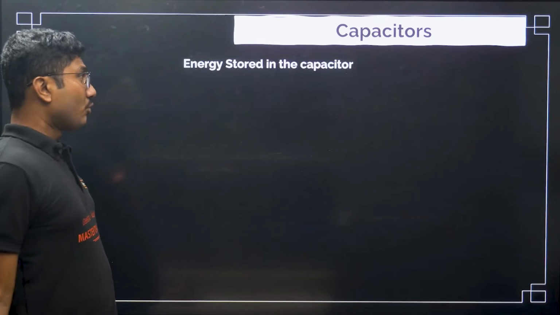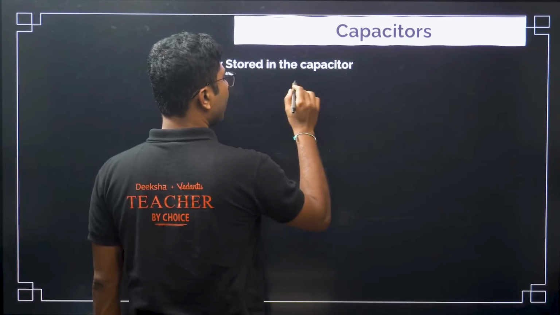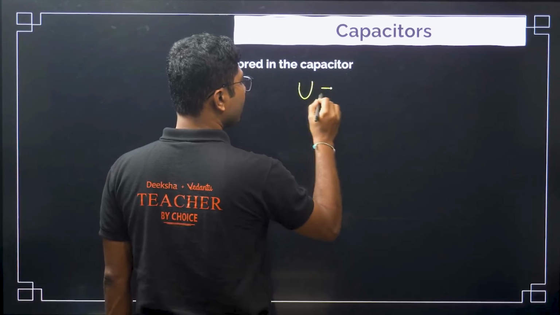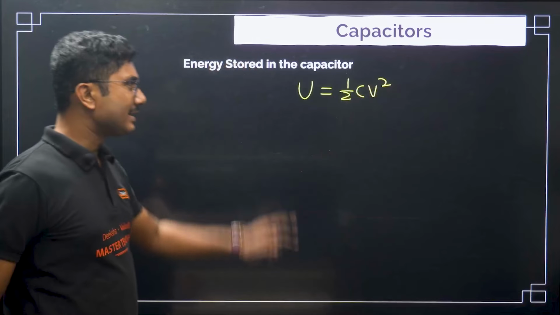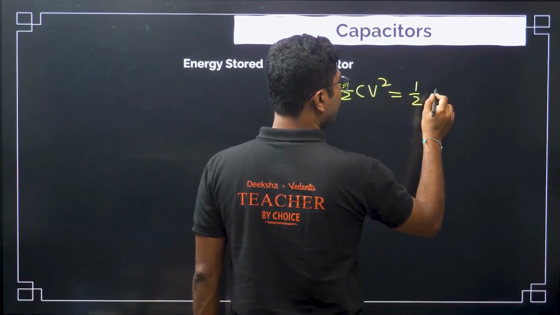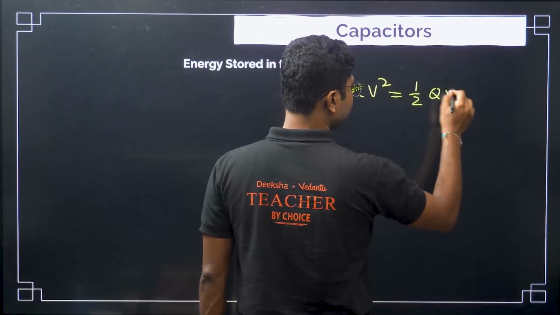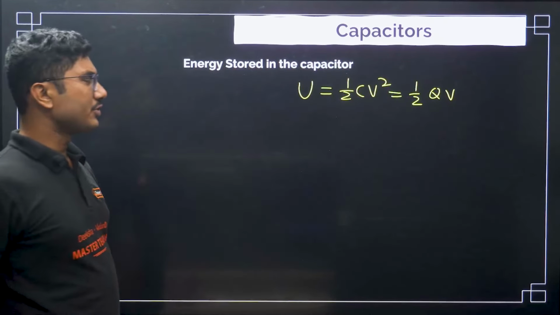Now a few more formulas. Energy stored in a capacitor. What is the common formula for energy stored in a capacitor? Energy stored is given by half CV square. This is the most common formula. There are a few more variations, half Q into V, and Q square by 2C, but you can use this form. This is the easiest formula.